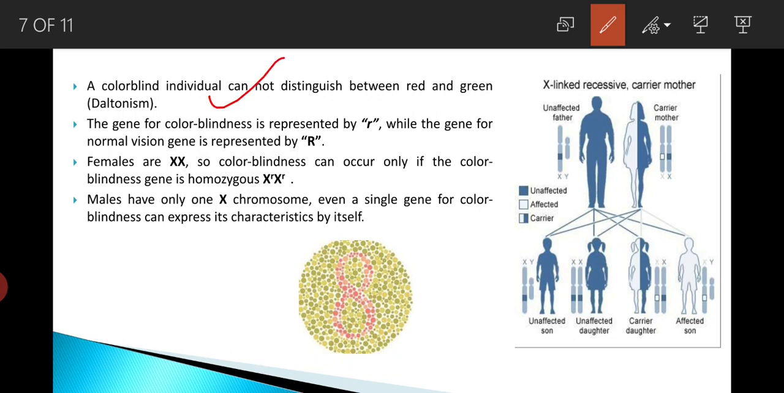The gene for color blindness is represented by small r, while the gene for normal vision is represented by large R. Females have 2 X chromosomes, so color blindness can take place only if the gene is homozygous for color blindness, which means there are 2 small r's. Males have only 1 X chromosome because males, as we know, are XY, and even a single gene for color blindness can express its characteristic by itself.